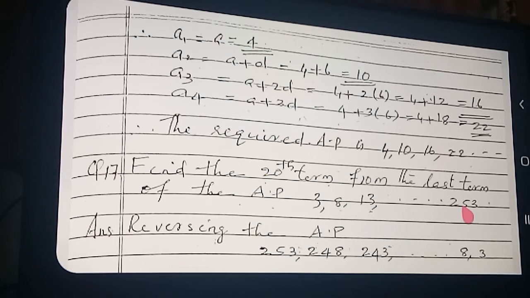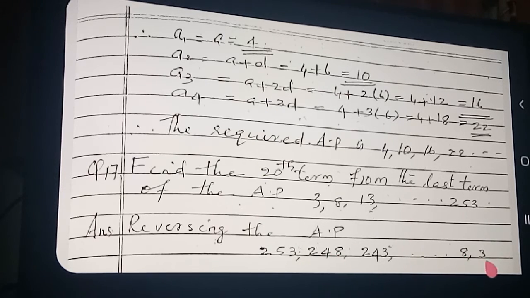So the best, easy method means you reverse the AP. Reverse the AP. So here what is done? 3. Then how did you get 8? 5 added. Again you add 5. You go 8 plus 5, 13, etc. So now for reversing the AP, what will you write? Subtract and write 253 minus 5, 248 minus 5, 243.